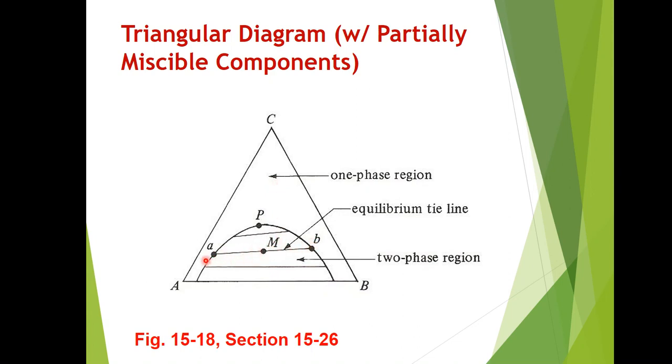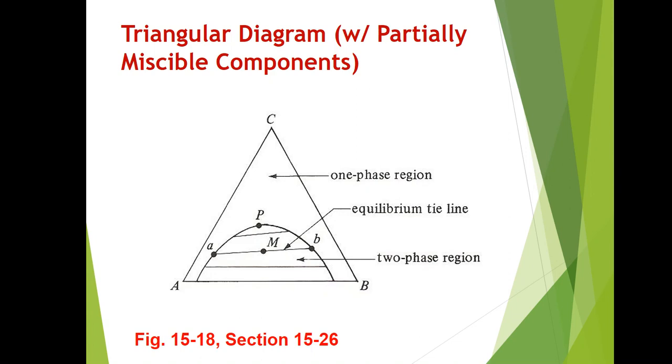We'll be talking about the tie line later when I discuss the graphical approach of solving problems in extraction. This is the plait point. Nonetheless, this is how it would look if you have partially miscible components in your extraction. Now read through section 15-26 in your handbook and refer to figure 15-18. Your diagram for partially miscible components will have a two-phase region and a one-phase region separated by what we call the phase envelope. Refer to this curve as the phase envelope.